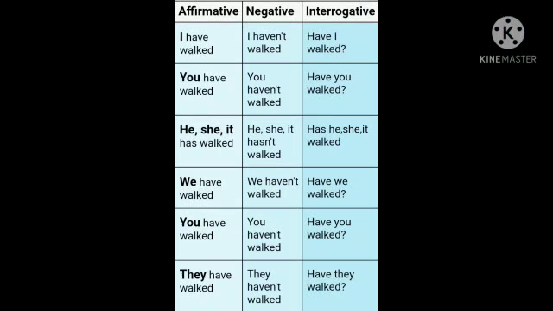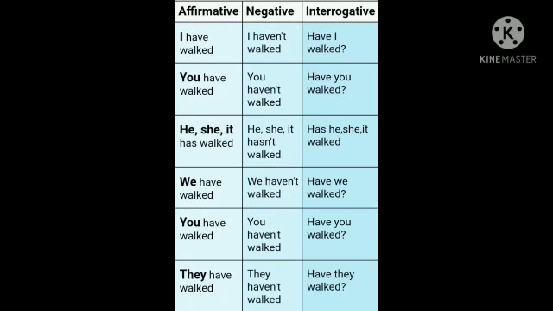Now coming to the negative and interrogative part of this sentence. The affirmative is I have walked. Then the negative of that affirmative will be I haven't walked, and the interrogative will be have I walked. Now next one, you have walked is the affirmative sentence, and the negative will be you haven't walked, and the interrogative will be have you walked.